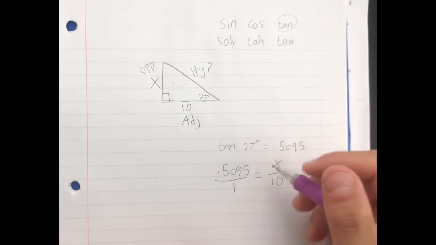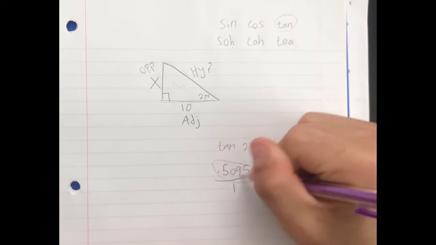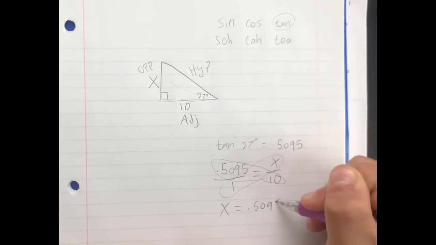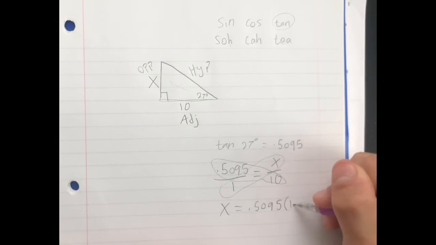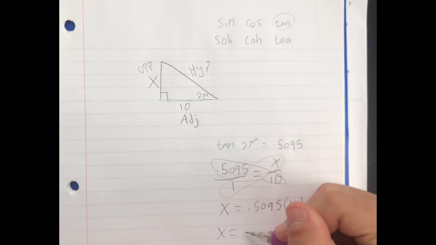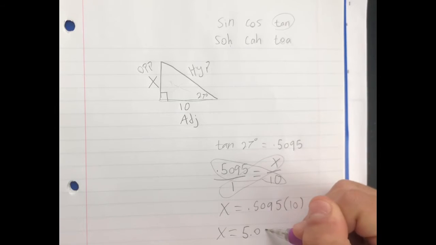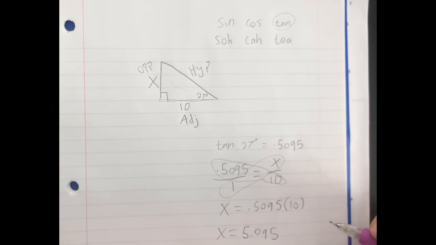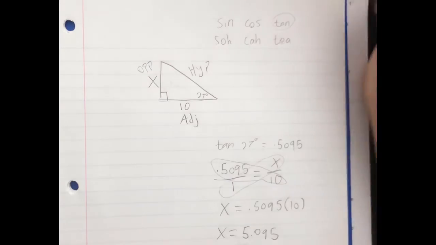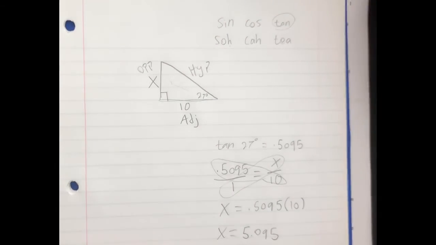And we'll solve for this, so we'll cross multiply. So we have x equals 0.5095 times 10. And that comes out to be 5.095. And then I'm going to round that to the nearest tenth, so that would be 5.1. And that is x. So the opposite side length is 5.1 units.